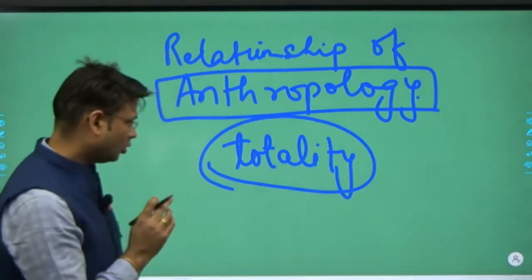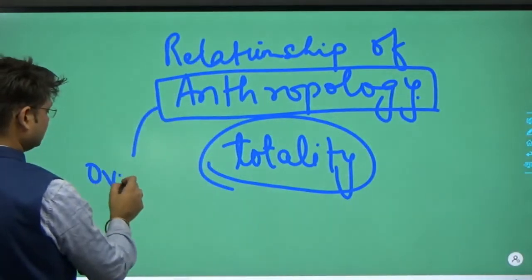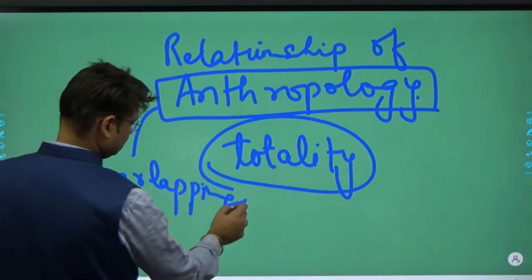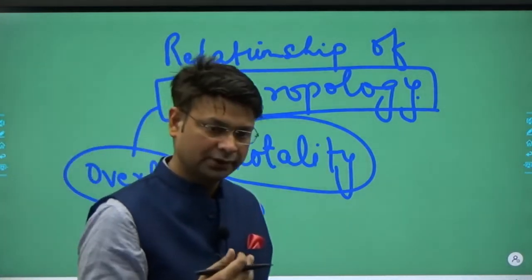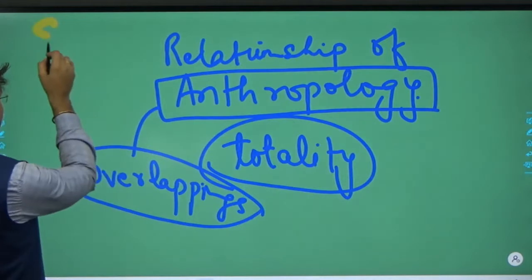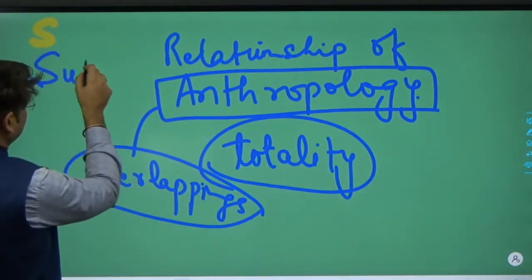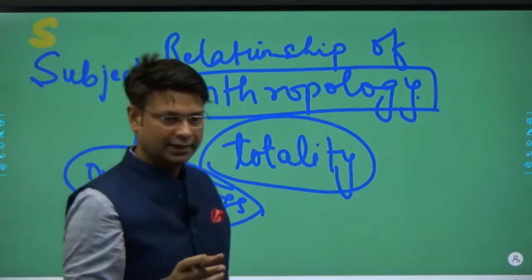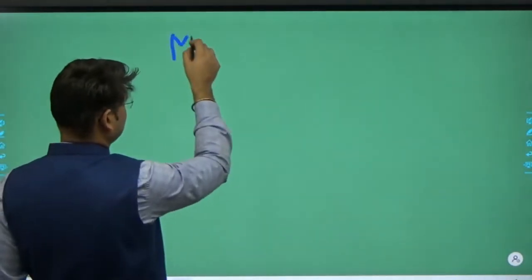So if it studies all aspects, naturally anthropology has some overlappings with other disciplines. If it overlaps in terms of subject matter, subject matter means what is the subject of study, right? So there is similarity with other disciplines in terms of subject matter.